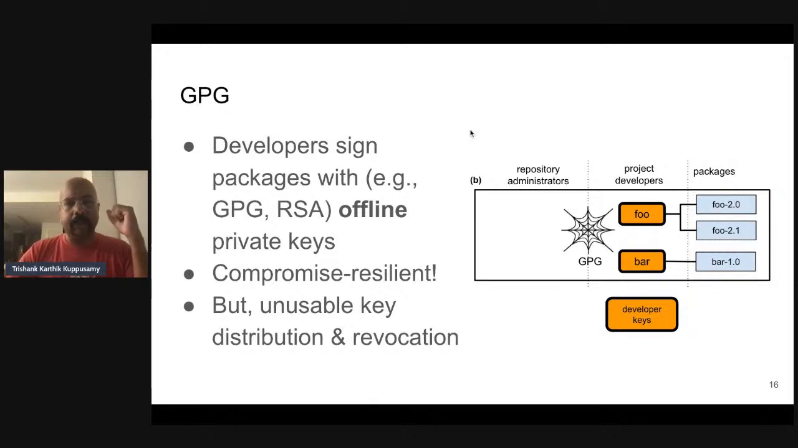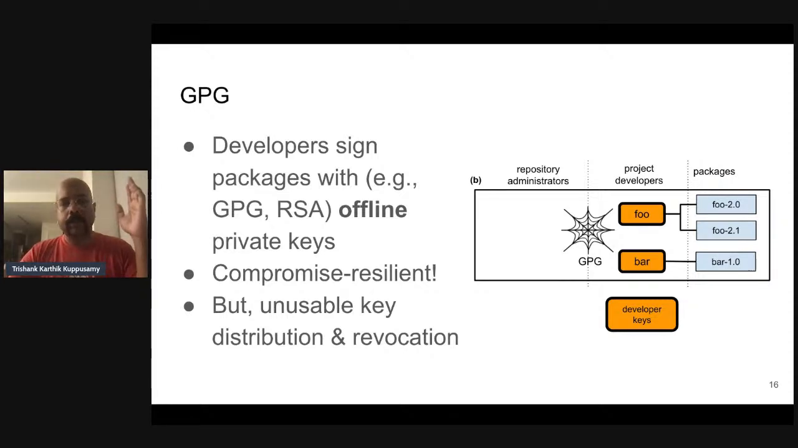GPG is another common code signing mechanism that people use to this day. GPG is a crypto system by itself. It's actually one of the most time-tested crypto systems out there. By itself, that feature alone is actually quite strong. The problem is that it has a very unusable key distribution and revocation mechanism. So in practice, what I found several years ago when I looked at this on PyPI, the vast majority of projects do not attach GPG signatures to packages, okay?